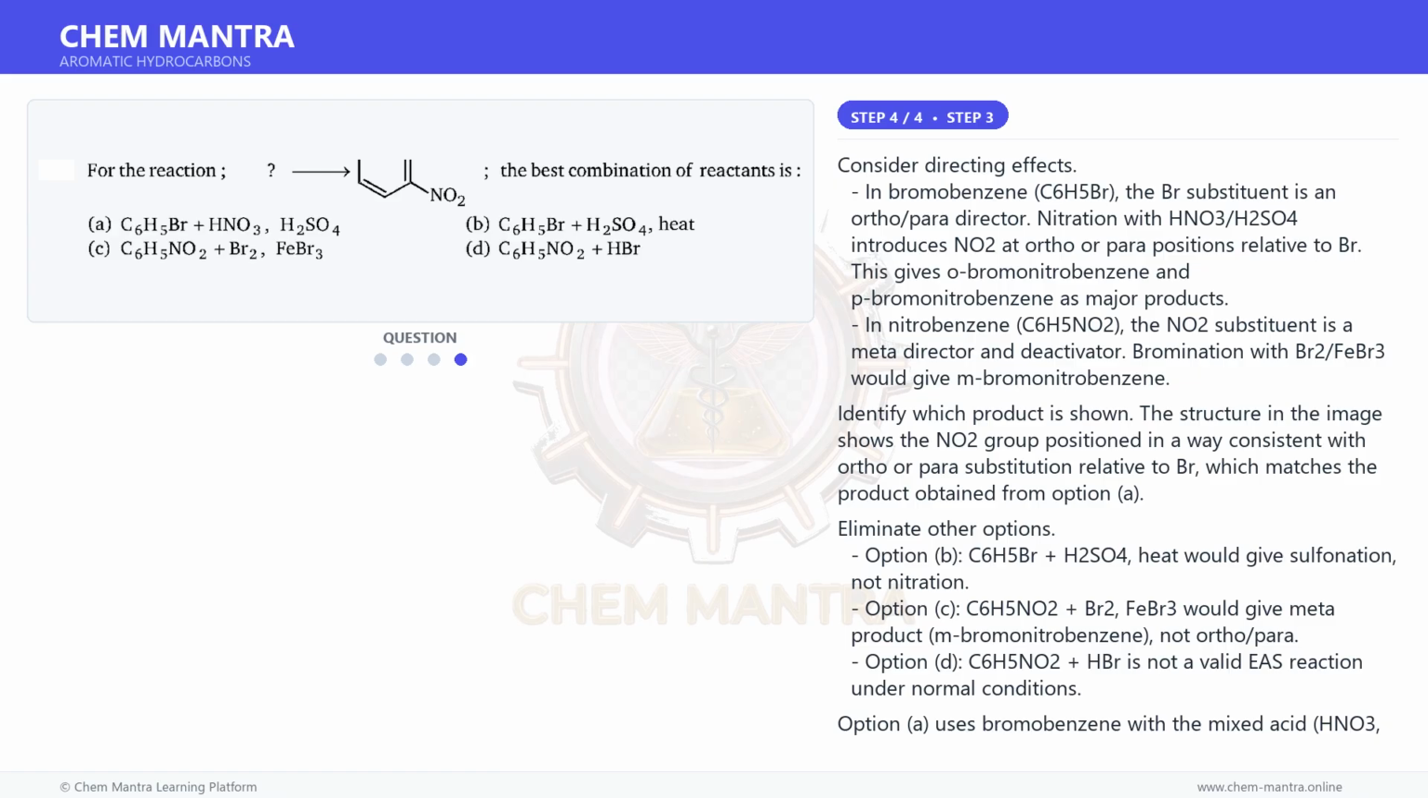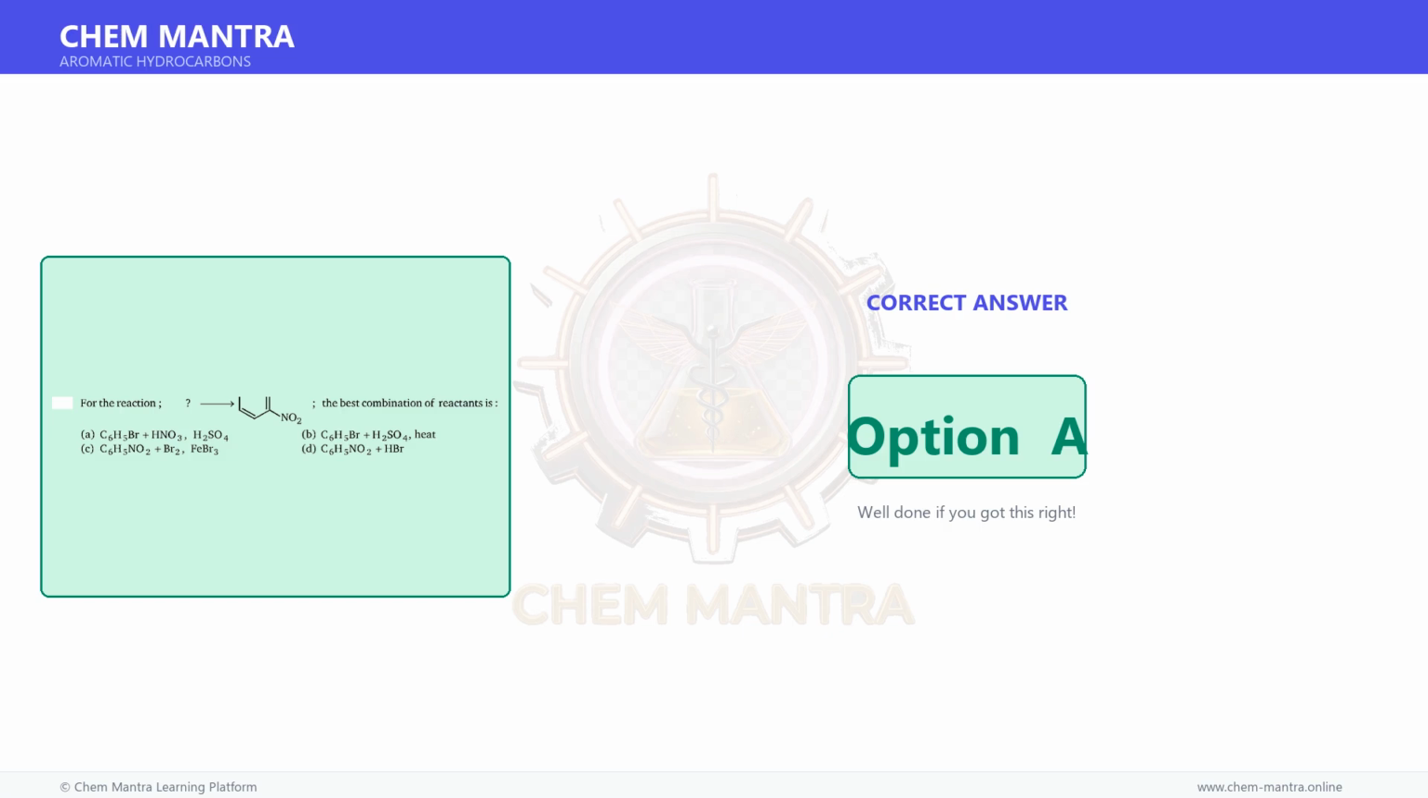Option A uses bromobenzene with the mixed acid HNO3, H2SO4, which is the classic nitration condition. Since Br is an ortho-para director, this gives the ortho and para nitrobromobenzene products shown. Therefore, the correct answer is option A.